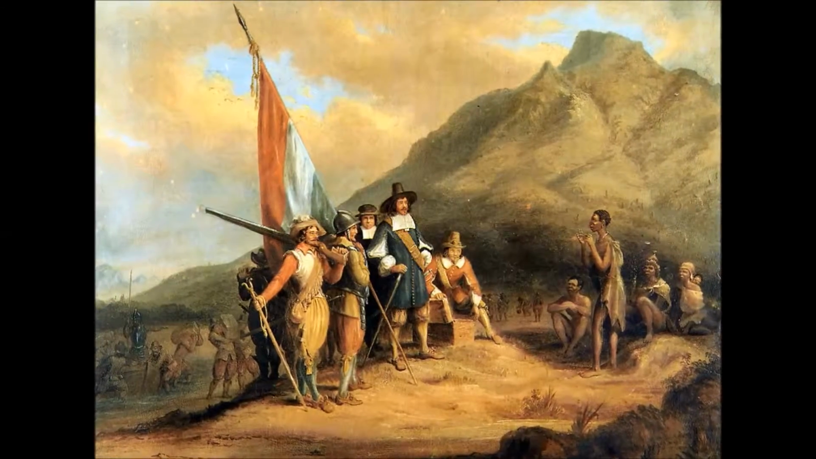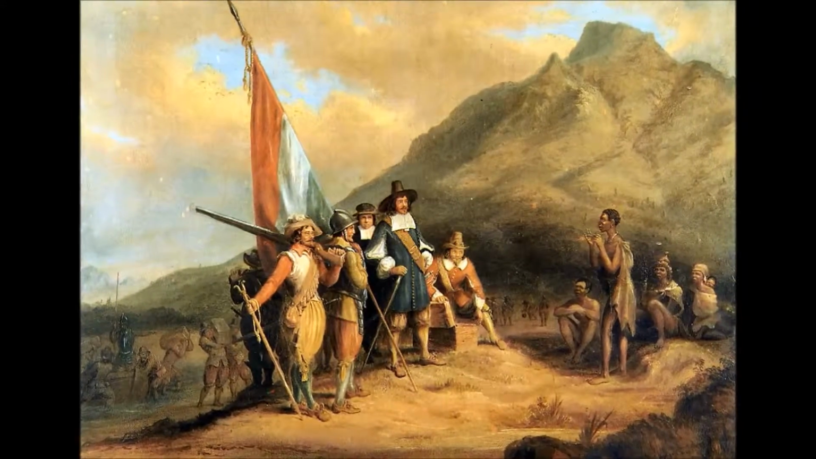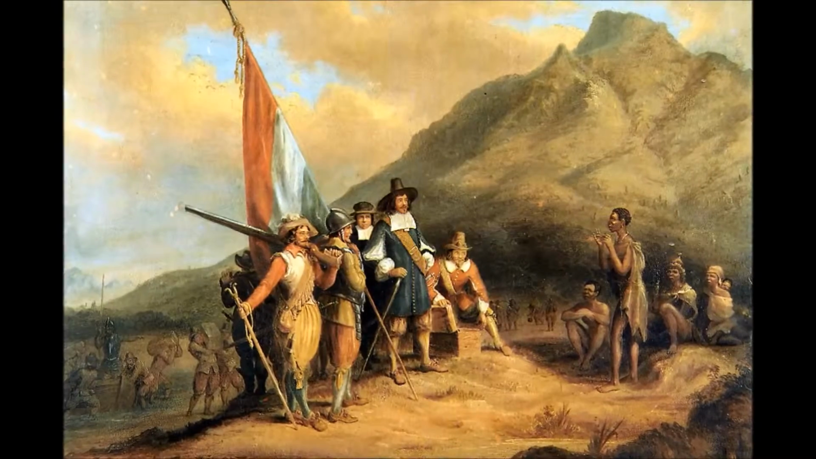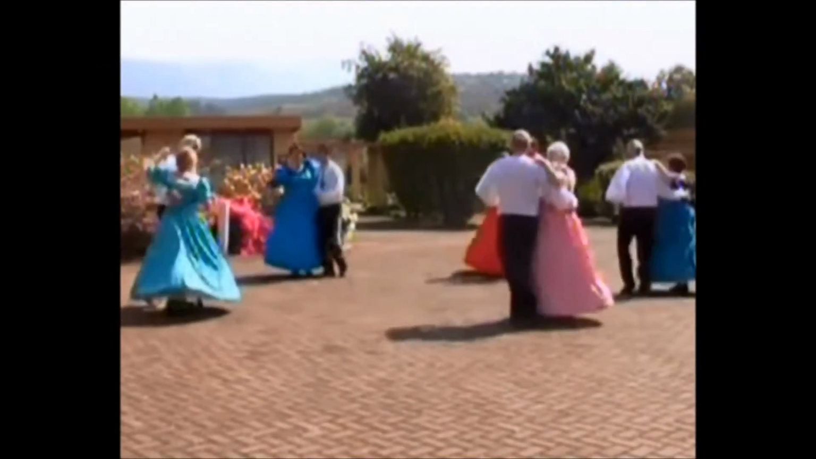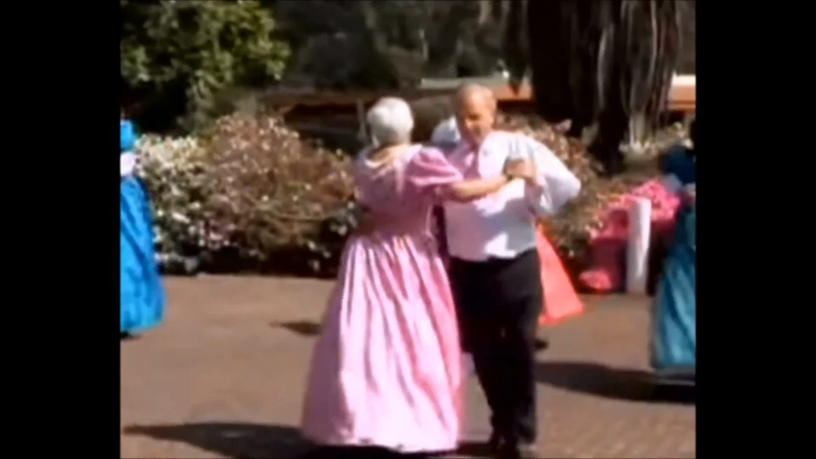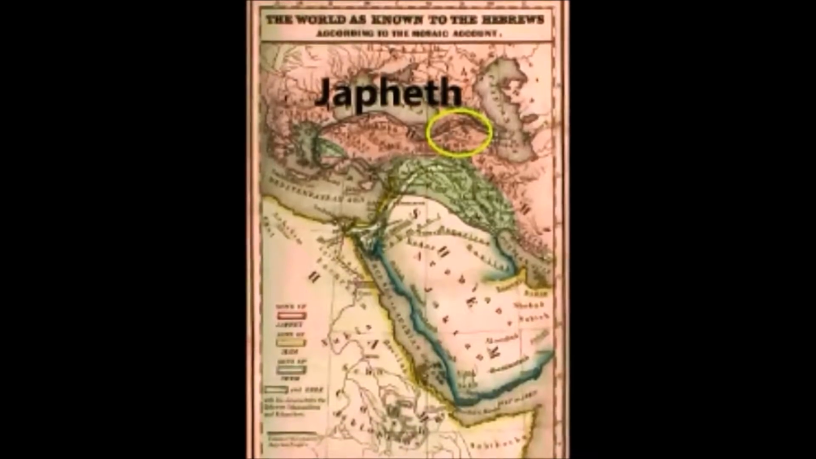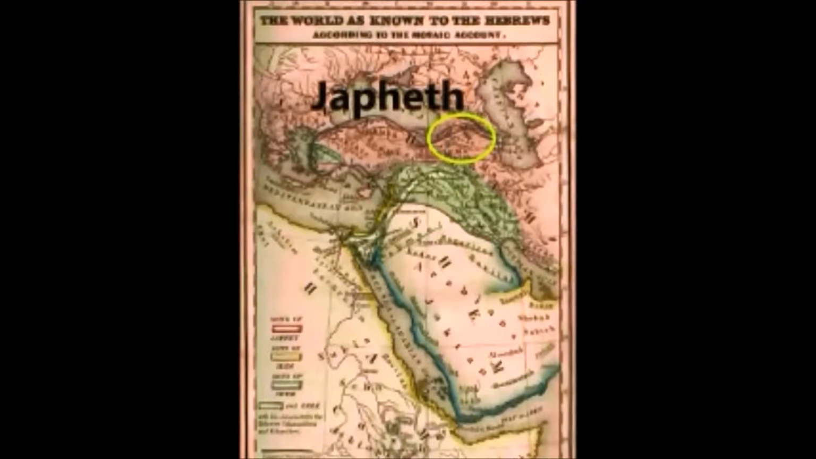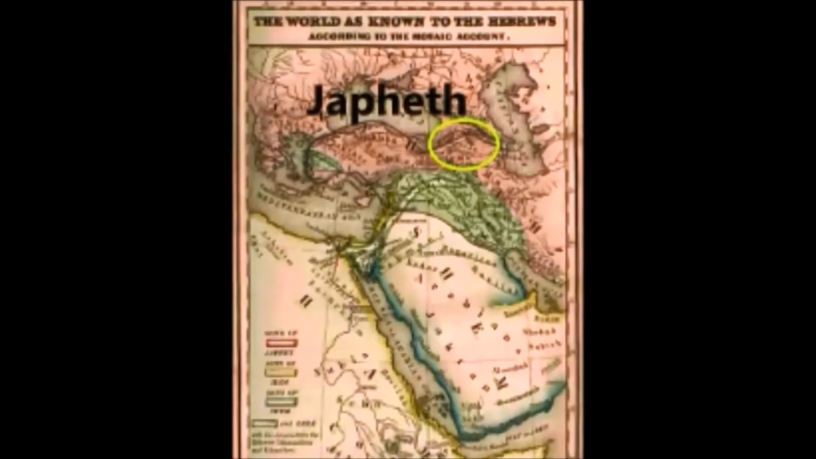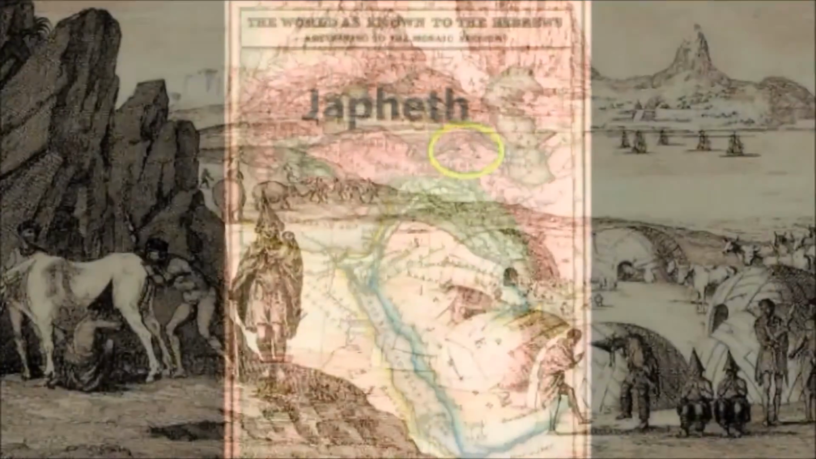European settlement of South Africa is generally considered to have started in 1652, with the establishment of the Dutch East India Company at the Cape. The Dutch settlers were the forebears of what are today known as the Afrikaners, whose language, Afrikaans, is similar to Dutch. Both the Dutch and the British who came later to South Africa are, in the terms of Genesis 10, likely to be the descendants of Japheth.